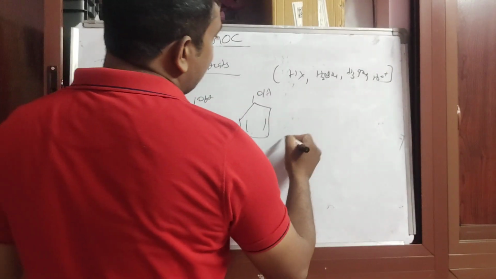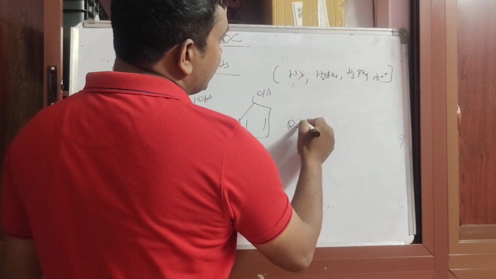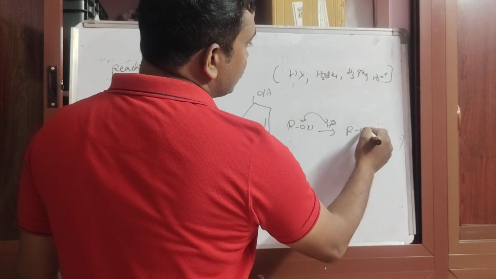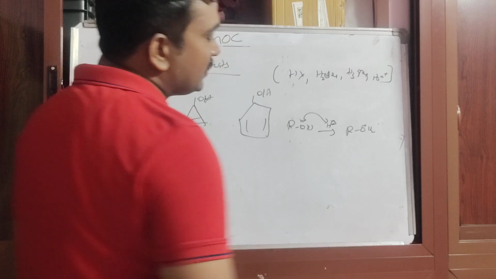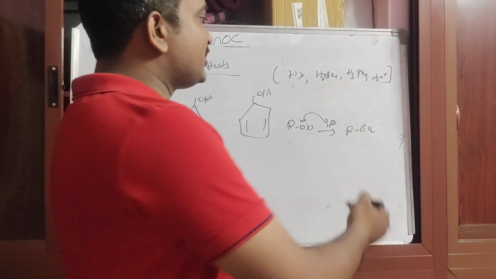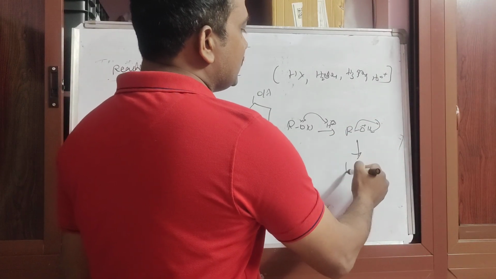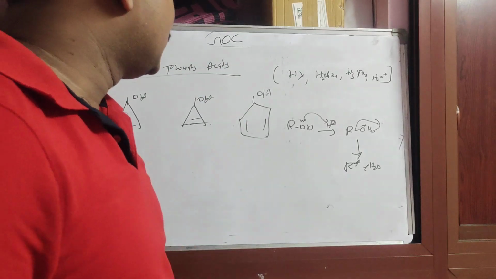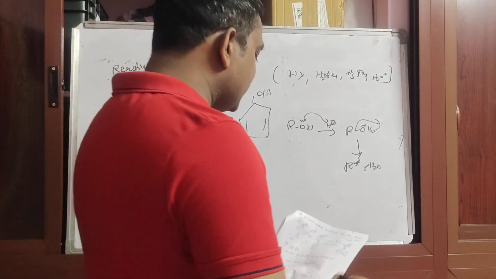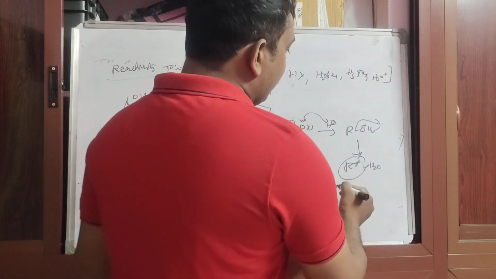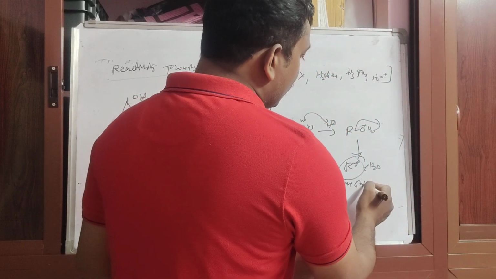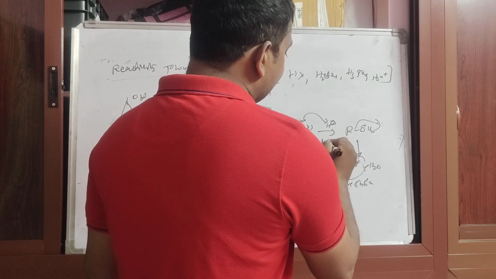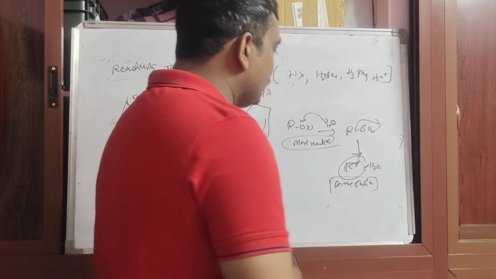If you take any alcohol, the OH group has a lone pair. If it donates to the H plus ion, then it forms OH2 plus. Oxygen with a positive charge is unstable, so it immediately loses water and forms a carbocation plus water, an alkyl cation plus water. If it forms a more stable cation, then it is called more reactive.